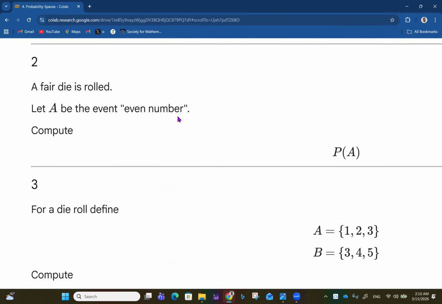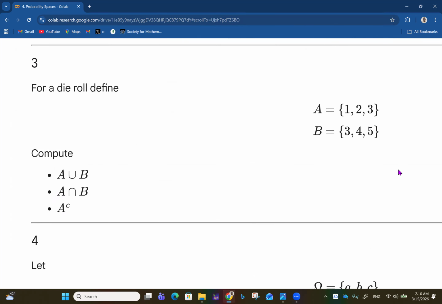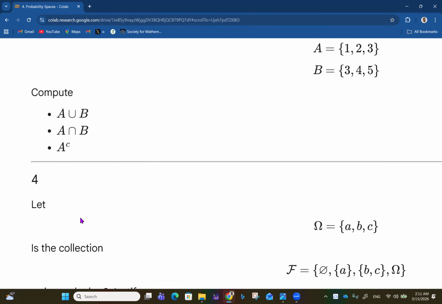Let A be the event even number. When a fair die is rolled, there are three even numbers possible. So the probability of A will just be 3 out of 6, which is 0.5 easily. For a die roll, define A to be 1, 2, 3, and B to be 3, 4, 6. A union B will just be 1, 2, 3, 4, 6. A intersection B will be just 3, because only 3 is common to both. Then A complement, if you take 1, 2, 3 out, you have 4, 5, 6 left. That's A complement right there.